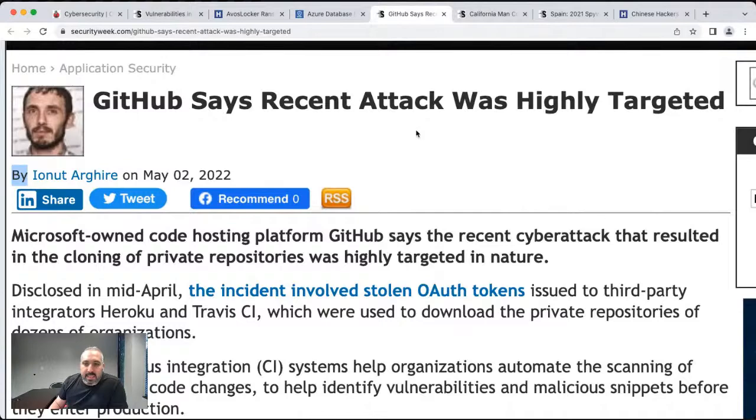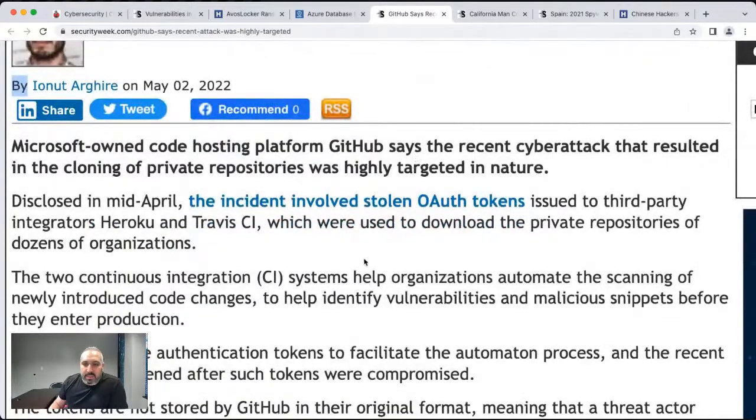GitHub says a recent attack was highly targeted. GitHub says that the recent cyber attack that resulted in the cloning of private repositories was highly targeted in nature. The incident involved stolen OAuth tokens issued to third-party integrators. Those were Heroku and Travis CI. We spoke about this several months ago. They were used to download the private repositories of a dozen organizations.